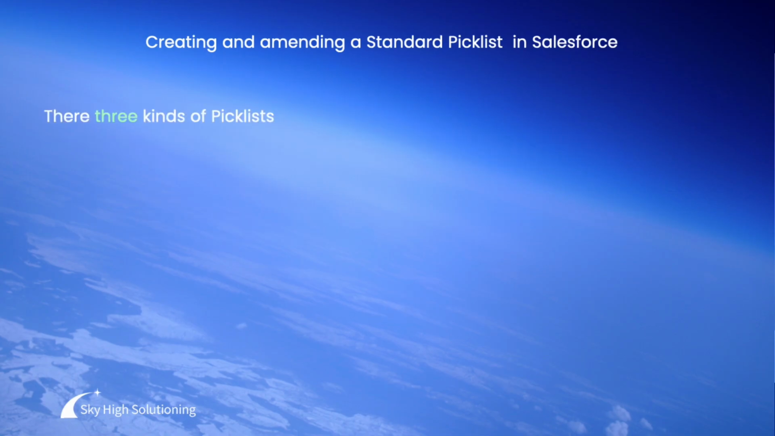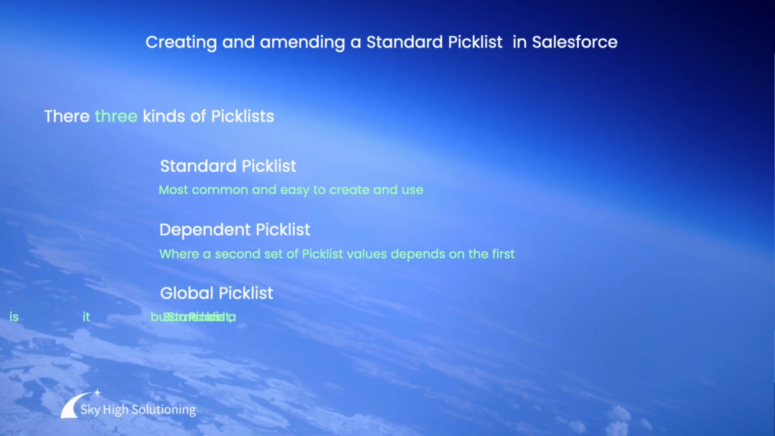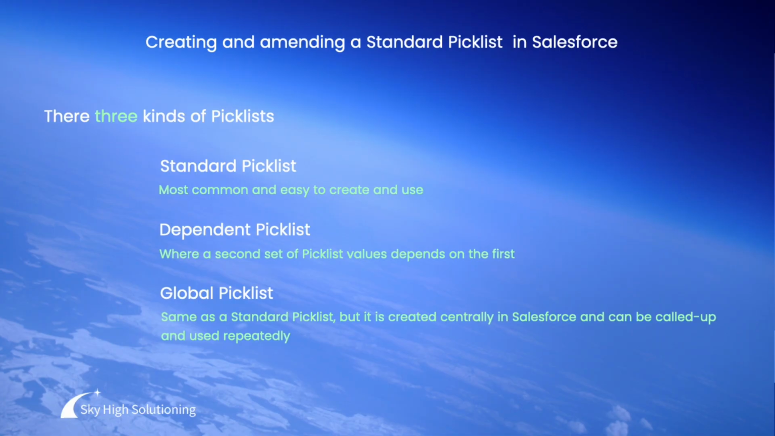There are three kinds of pick lists. A standard pick list, most common and easy to create and use. Dependent pick list, where a second set of pick list values depends on the first. A global pick list, which is the same as a standard pick list, but it's created centrally in Salesforce and can be called up at any point when you create a field anywhere in Salesforce and use it repeatedly.